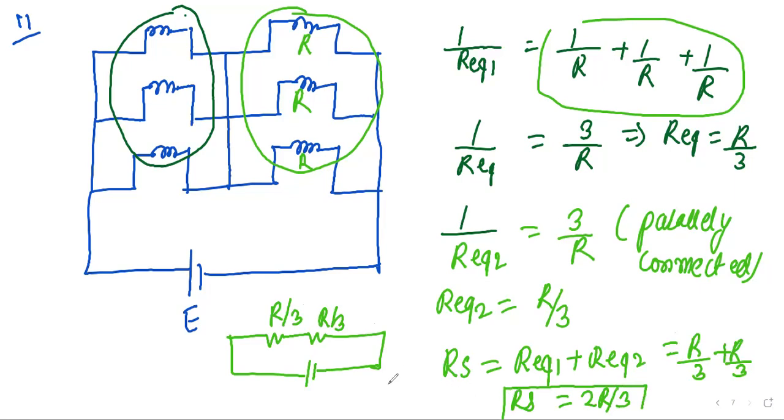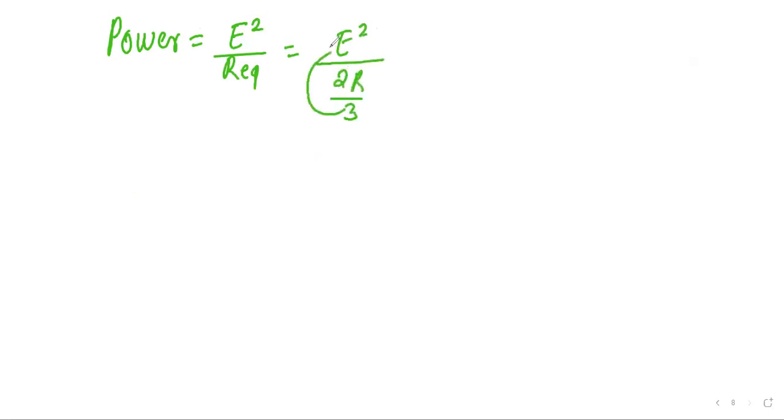Now see the next part. The next part is you have to find the initial power, right? So the power formula we know, that is E square upon R equivalent. R equivalent we have got right now, that is 2R upon 3. So this 3 will come in the numerator. Then it will be 3E square upon 2R, right? So this is the first condition we have solved.